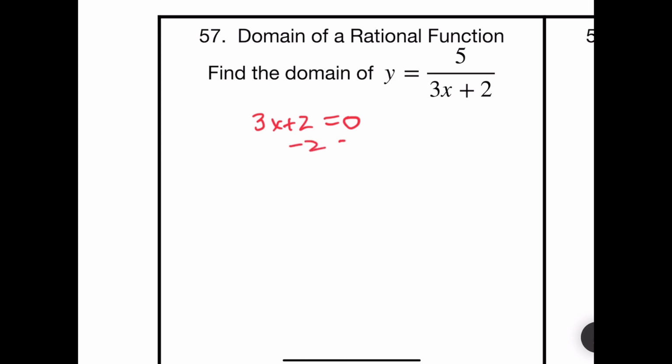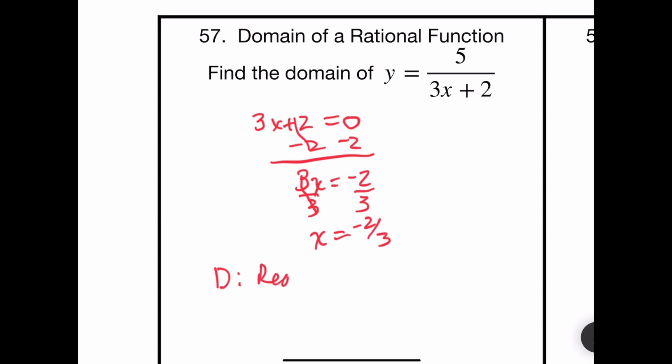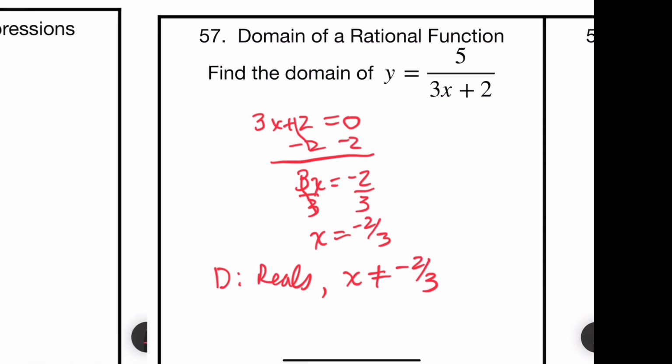I'll subtract 2 from both sides. 2 minus 2 is 0. 0 plus 3x is 3x, and 0 minus 2 is negative 2. Divide both sides by 3. 3 divided by 3 is 1x. X would equal negative 2/3. So the domain would be all real numbers, except x cannot be equal to negative 2/3, because that would make the denominator equal to 0.